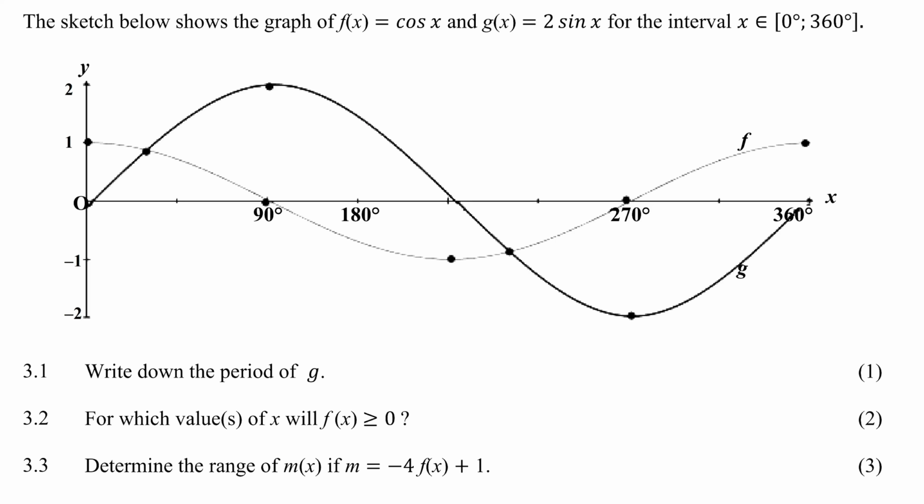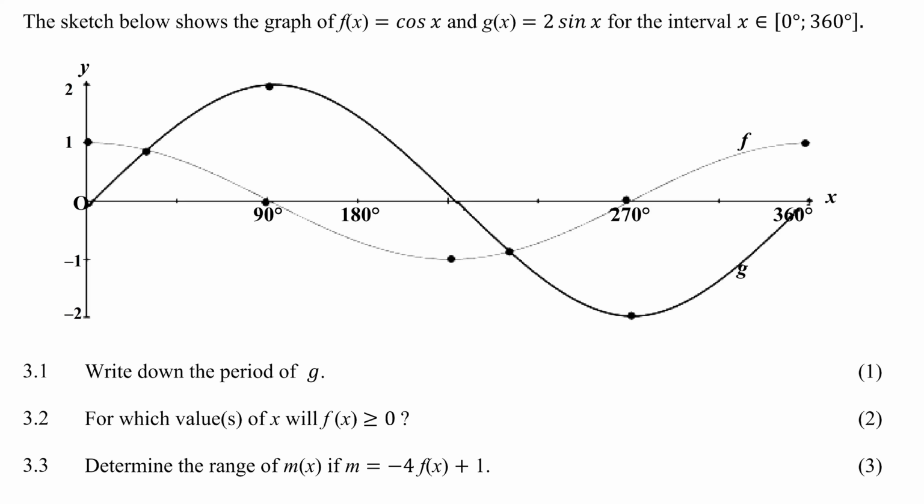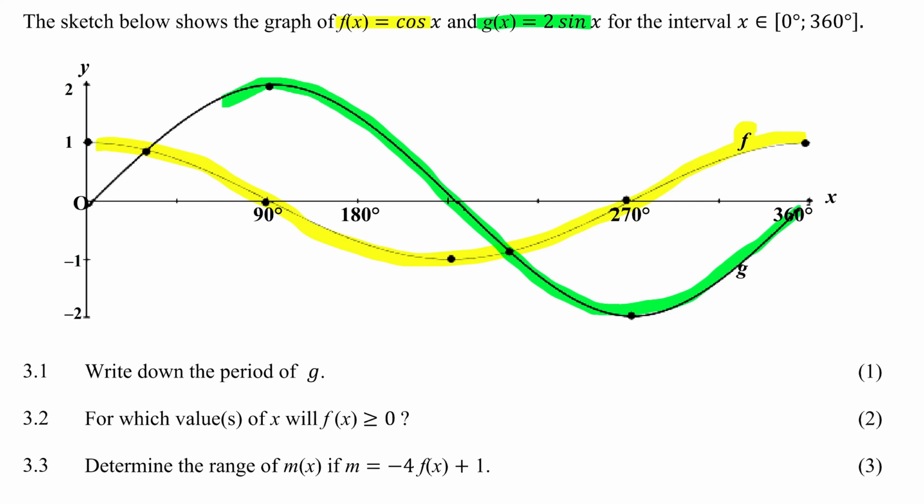Sketch below shows the graph of f of x, which is, okay, let's do this quickly. Let's say f of x is that equation there, and they've told us that it's this one, so there. And g of x, which is then this one over here. First, it says for the interval 0 to 360, so we can see it goes from 0 up to 360. Now, this first question says, write down the period of g.